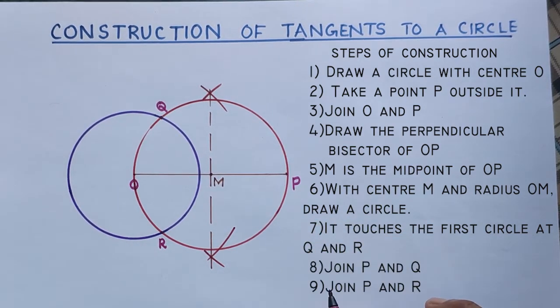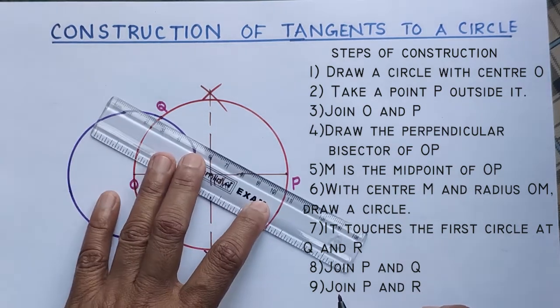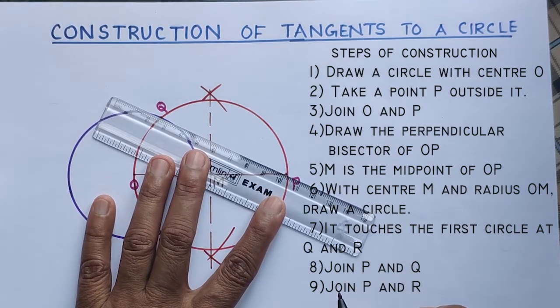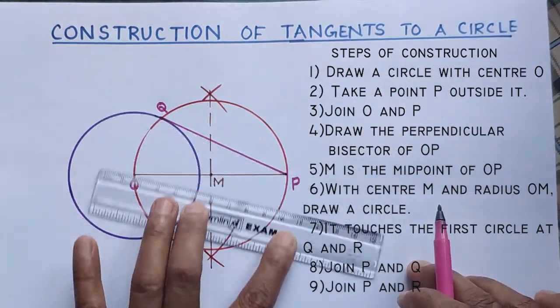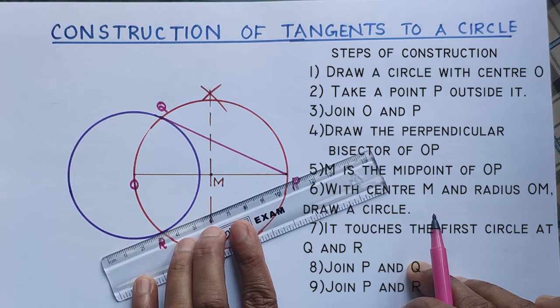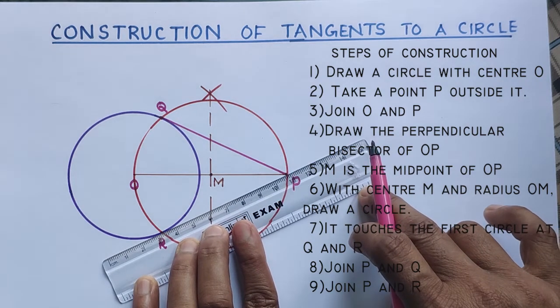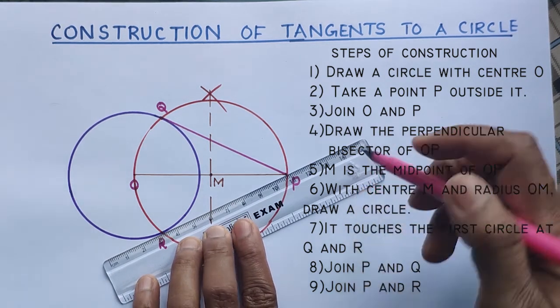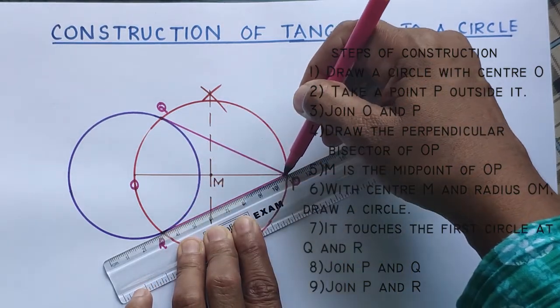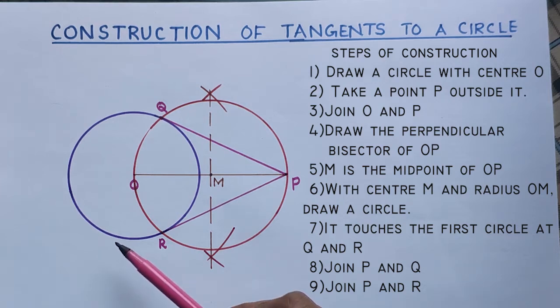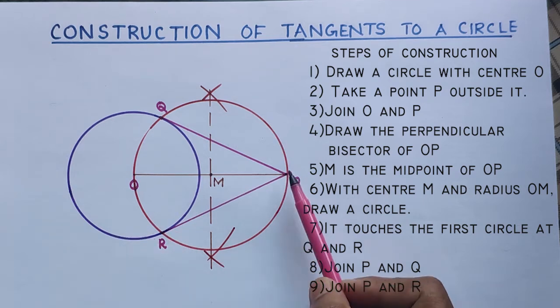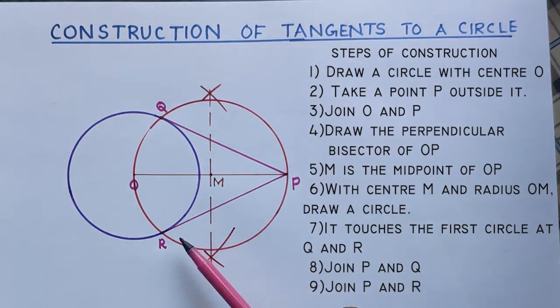Now, after joining PQ and PR, we will get two tangents. The first tangent is PQ and the second tangent is PR. See, this blue colored circle is our circle and we drew two tangents PQ and PR from the point P.